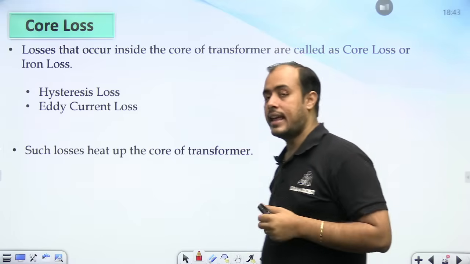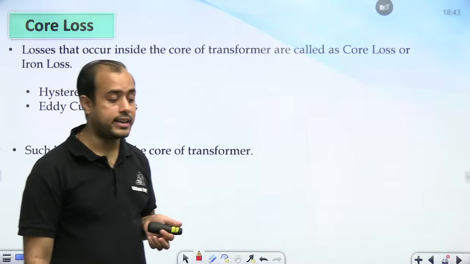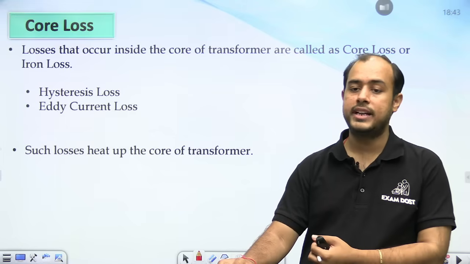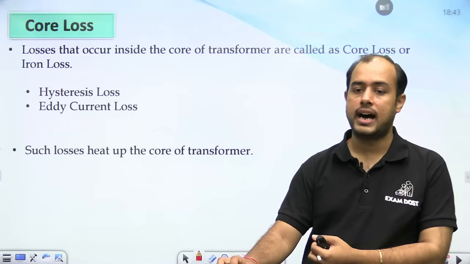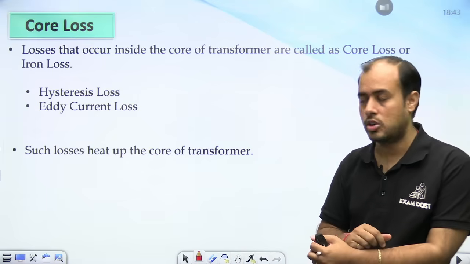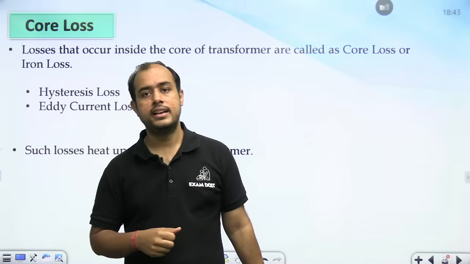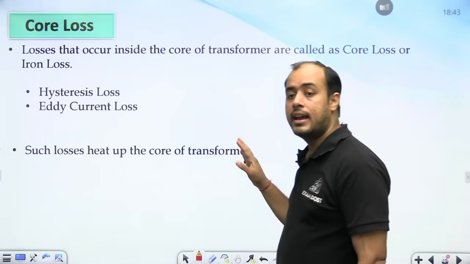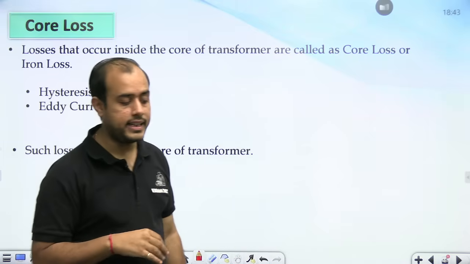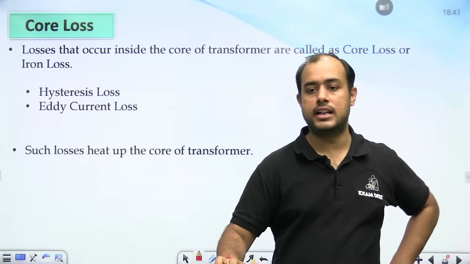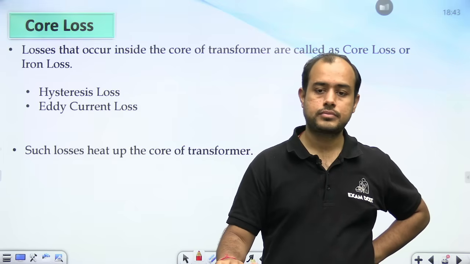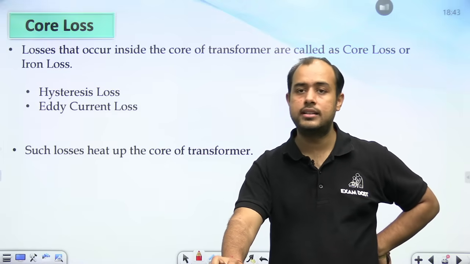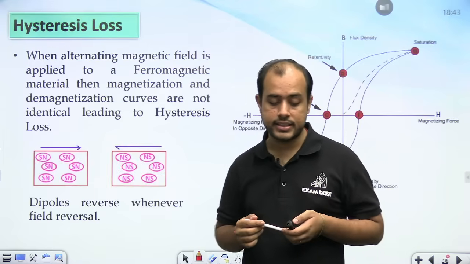Okay, let's go. Next is the core loss beta, or you can say iron loss. The losses that occur inside the core of the transformer, and the core is made of iron, are said to be the core loss or the iron loss. They are divided into two categories: hysteresis loss and eddy current loss. And these losses are responsible for heating the transformer core. Is that clear? The transformer core gets heated only due to the core loss, or you can say iron loss. Now the first loss is the hysteresis loss.